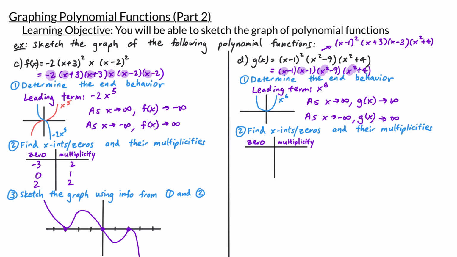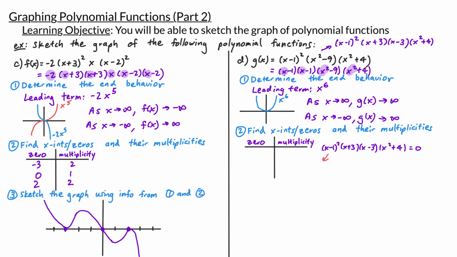So instead of using the factor theorem, we can always find x-intercepts by setting our function equal to 0 and solving for x. So setting our function equal to 0, we have (x - 1)^2 times (x + 3) times (x - 3) times (x^2 + 4) equals 0. And when we have a product of things and it equals 0, we can split up each factor and set them each individually equal to 0.